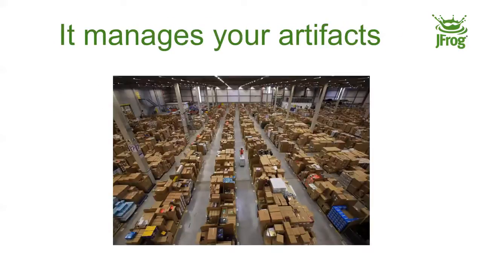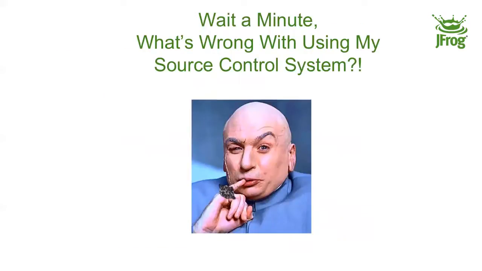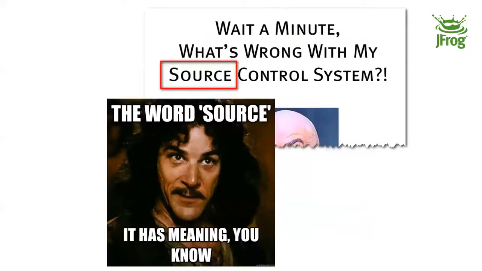So as I mentioned, Artifactory is a binary repository manager, right? It manages your artifacts. And when I mention Artifactory, the first thing I get is, why can't I use my source control system to store my artifacts? People have been doing that in the past, and what's wrong with that, right? And my standard response is that a source control system is meant to store your sources and not your binaries. So if you want to store binaries, you need something that is more efficient and more catered towards storing binaries, because a source control system is catered to store sources and not binaries.